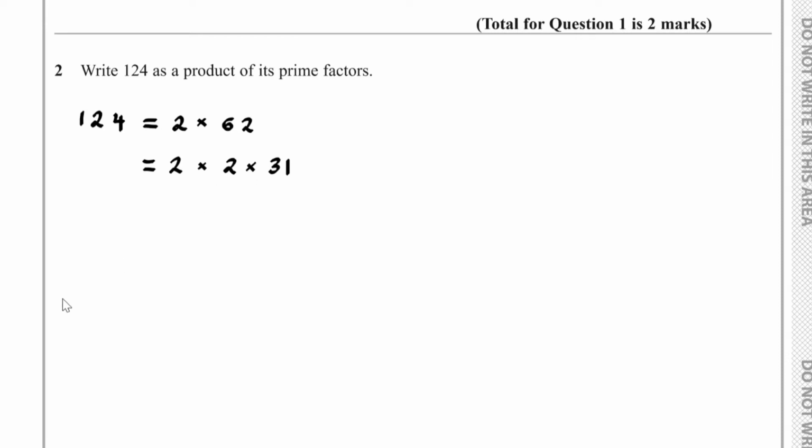We now have prime numbers. 2 is a prime number, and so is 31. So when we come to write 124 as the product of its prime factors, we have 2 times 2 times 31, which is equivalent to 2 squared times 31.